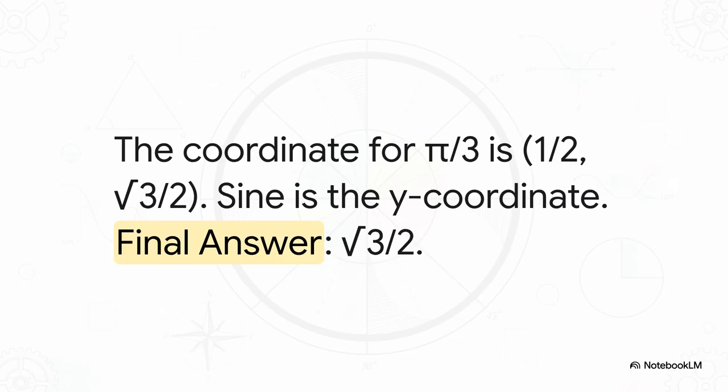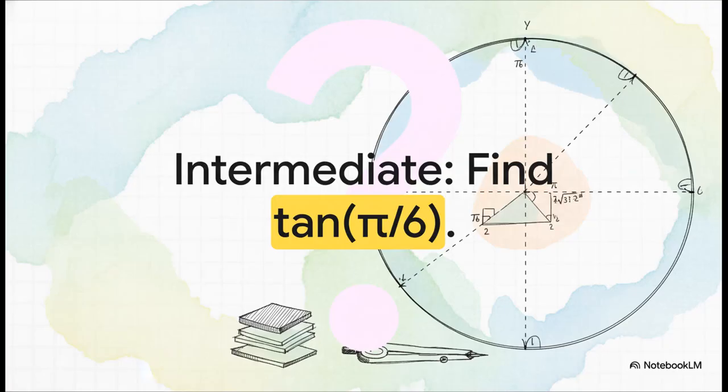We just look for our point at pi/3, which is 1/2, root 3/2. And since sine is always the second number, the y-coordinate, the answer is simply the square root of 3/2. Easy as that. Okay, let's try something that takes one extra little step.